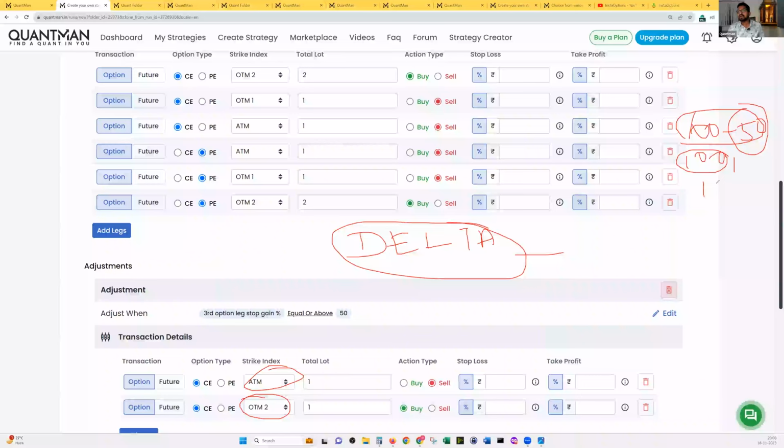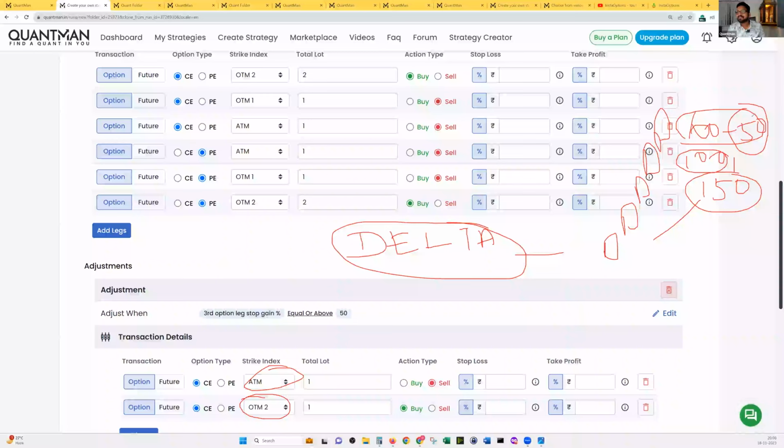It will move to 150. Okay, it will move to 150. So now, from this point of 150, my combined premium will start to increase considerably. If I add another 50 rupees of premium over here, which is the ATM, most of the time I'll be adding the ATM strike as well.